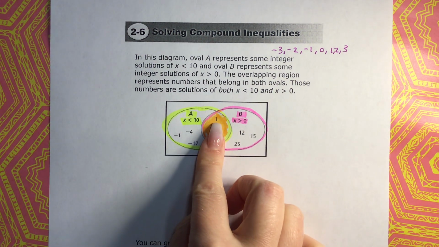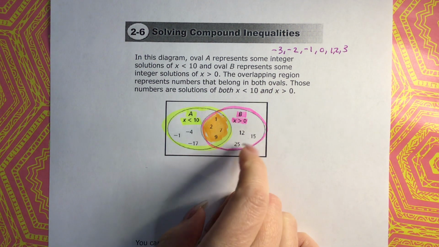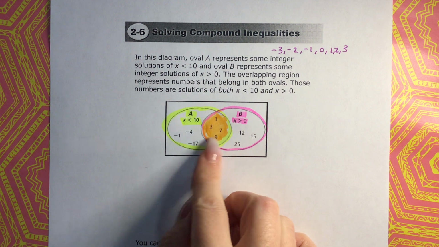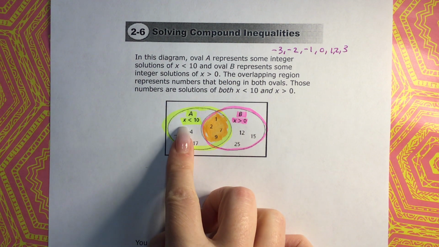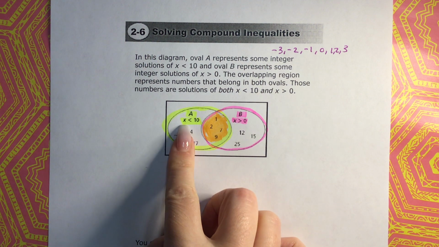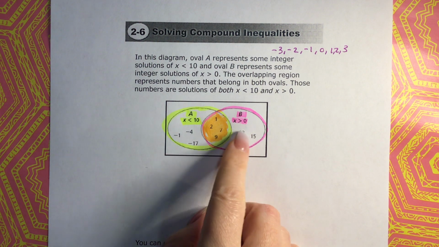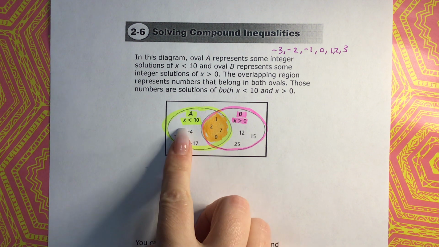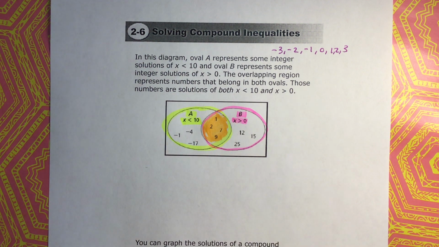So look at this. 1, yes, it's less than 10 and it's greater than 0. So this is in both of the circles. What about 2? Yes, 2 is less than 10 and it's greater than 0. 7, yes, less than 10 and greater than 0. And lastly, 9 is less than 10 and greater than 0.